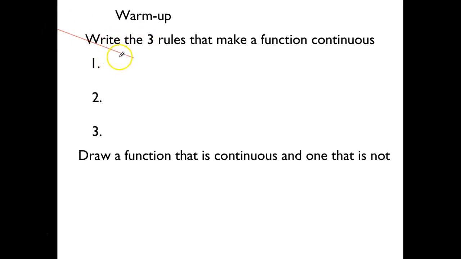Okay, write the 3 rules that make a function continuous. The first one, the limit as x approaches some value, and we're going to call that value c, of our function f of x, exists, just that it exists. It's equal to some constant, some number. Then we also need to know that the point of the function exists. And the last thing is that the limit and the point are both equal to each other, so that the limit of the function is equal to the point.